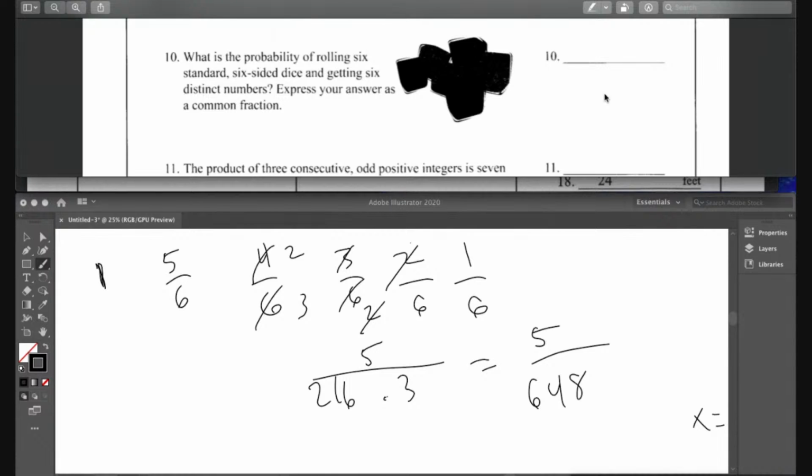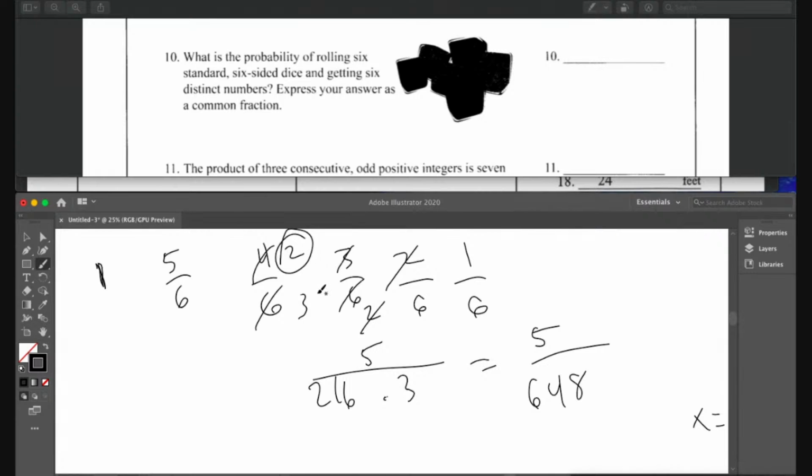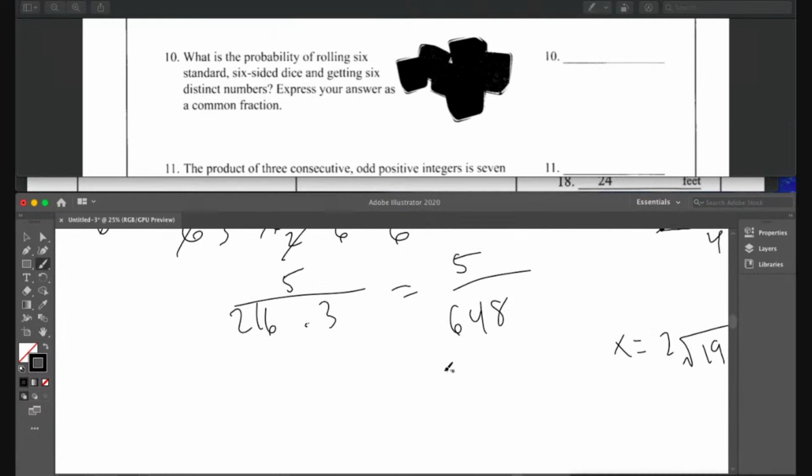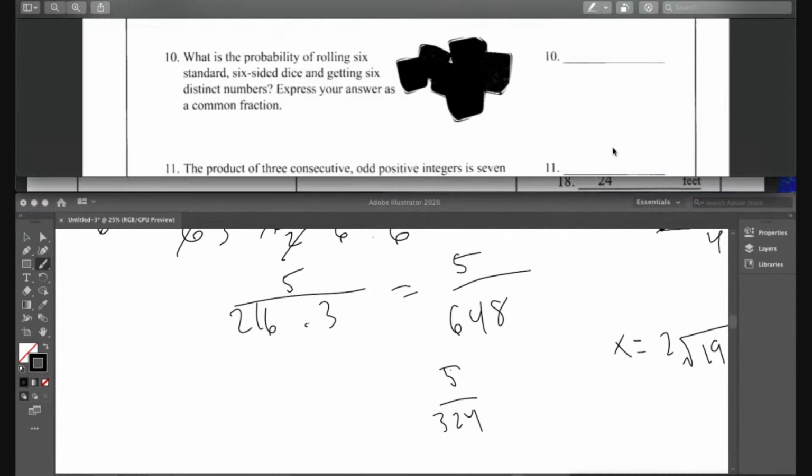I forgot to multiply by 5. Sorry, 2. Oh, yeah, I forgot to multiply by this 2 right here. Okay, and then it would have my denominator. So then I would have 324, and that's our answer. Okay.